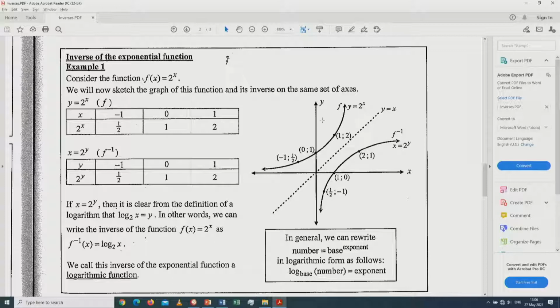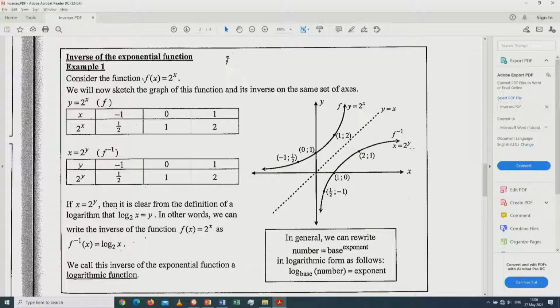y is equal to 2 exponent x. If you reflect this graph, y is equal to 2 exponent x, along the line y is equal to x, this is the graph that is formed. This is the reflection. And the reflection will be x is equal to 2 exponent y. Let me repeat that statement. I said it once, I'm saying it again.